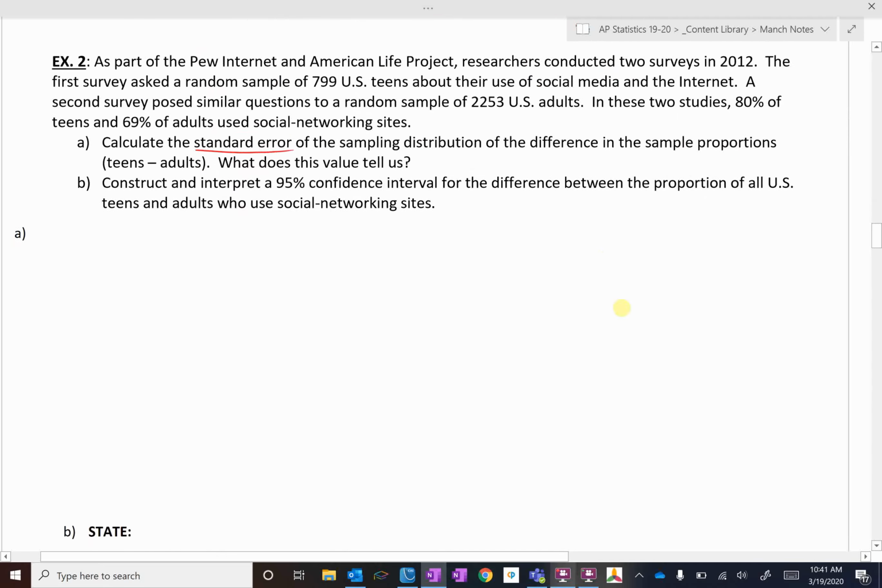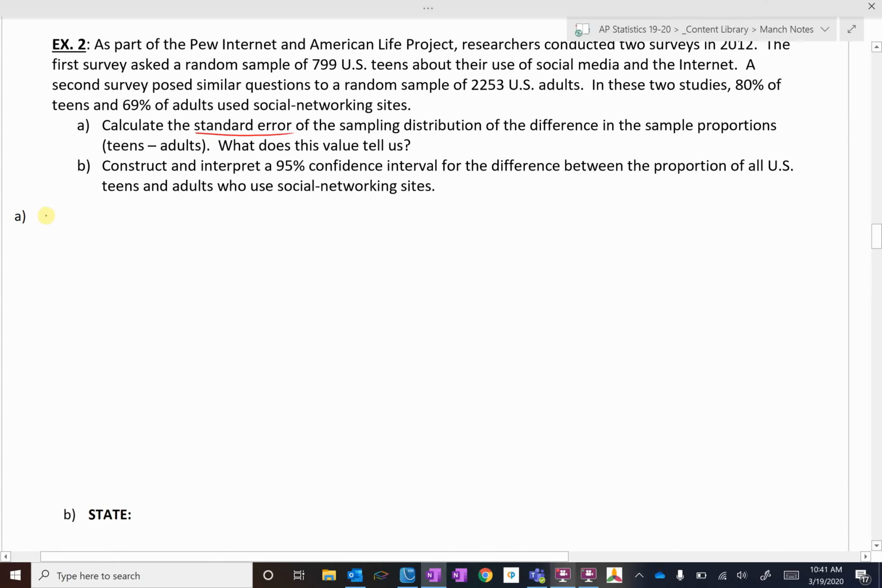So if we want to find standard error, we need to know a few things. We need to know, first of all, what's the sample proportion from the first population? That was the teens. That's 80%. And then what's the sample proportion from the second population? That's the adults, 69%. And then the corresponding sample sizes, 799 teens, 2,253 adults. And now we can compute the standard error using that formula that we just mentioned.